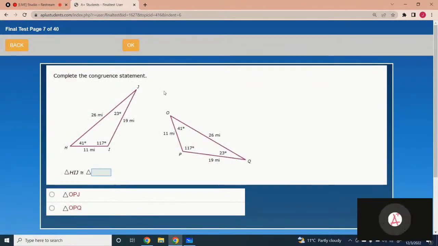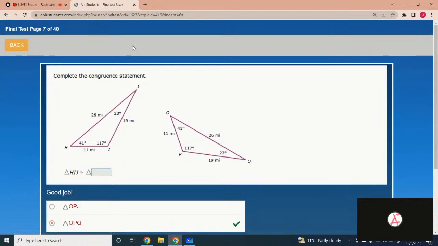Okay, the next one is complete the congruence statement. Angle HIJ is congruent to, if you rotate this triangle HIJ, then it will be OPQ. Got it? P is this angle. O and H are congruent, I and P are congruent, and J and Q are congruent. So triangle HIJ is congruent to triangle OPQ. Got it? So just select the correct option and click on the OK button.